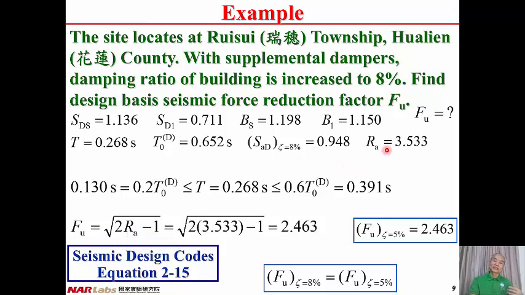And RA from previous lecture, we have already got this information. RA equal to 3.533. Then we can compute FU, the seismic force reduction factor FU equal to 2.463. And then compare with the FU for damping ratio equal to 5%, we find that the seismic force reduction factor for damping ratio equal to 8% equals that for damping ratio with 5%. And the question is, is it true for all the cases? In this case, they are equal, but it's not true for other cases.